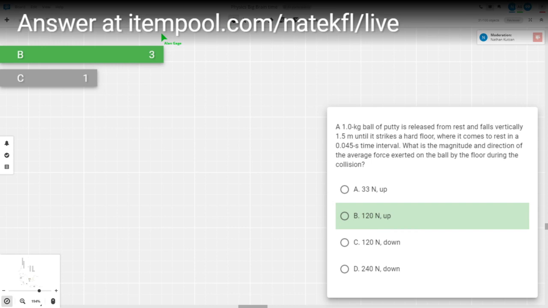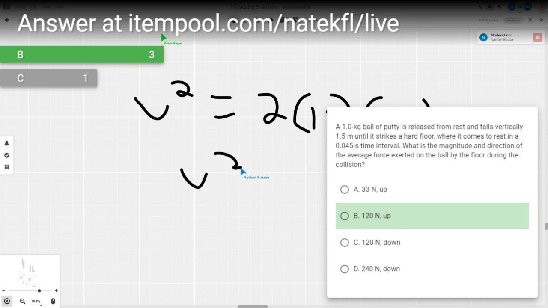All right, so as far as getting the velocity, if you look at your AP formula sheet, it is like the third equation, V squared is equal to 2 times A, which in this case is 10, times change in X, which in this case is 1.5. Or you could do energy, but we're going to do it this way. And so V squared is equal to 30.